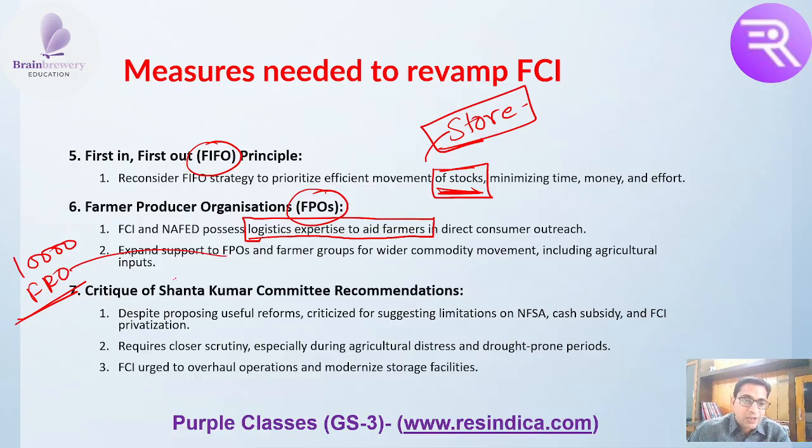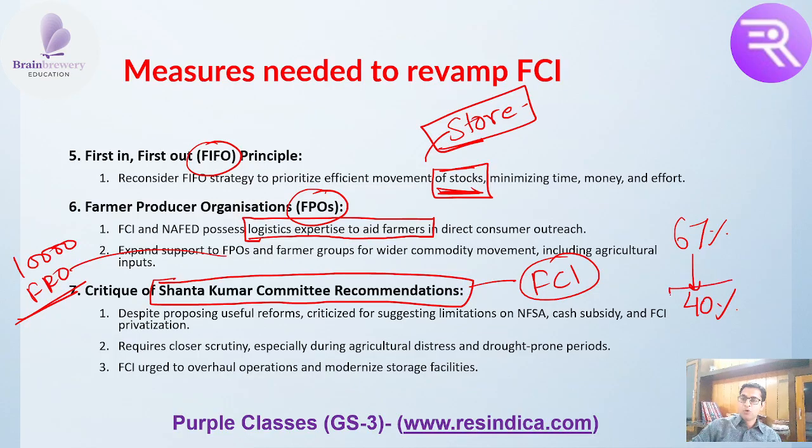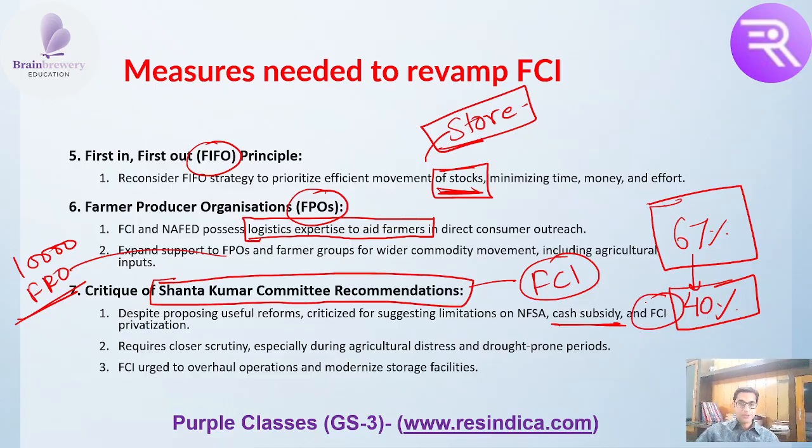We know that the Shanta Kumar committee was set up by the government in 2014 to recommend how we can overhaul the FCI system. They have given a lot of inputs. First of all, they criticized the National Food Security Act. They said that since we are giving it to 67% of people, it should come down to 40%. We know who the poor people are, and we should target only the poor, not each and every person. Cash subsidy of 7,000 rupees per hectare should be given directly to the farmer, and FCI should be privatized.